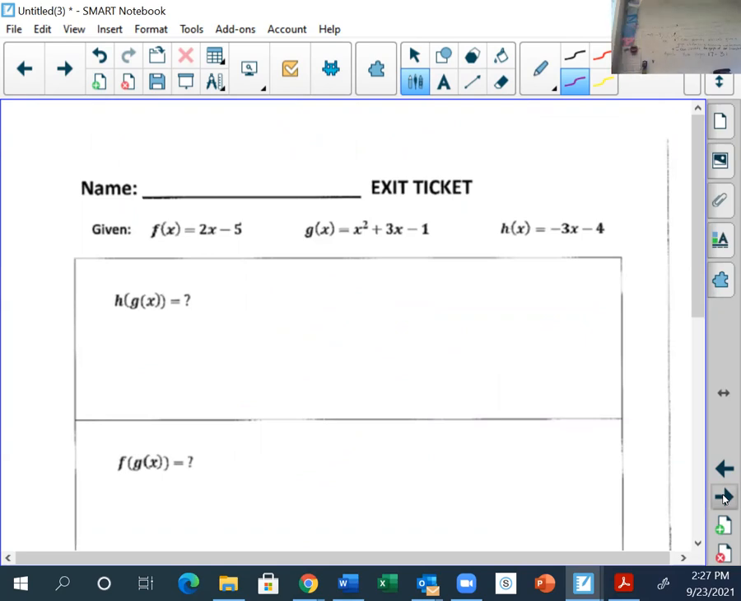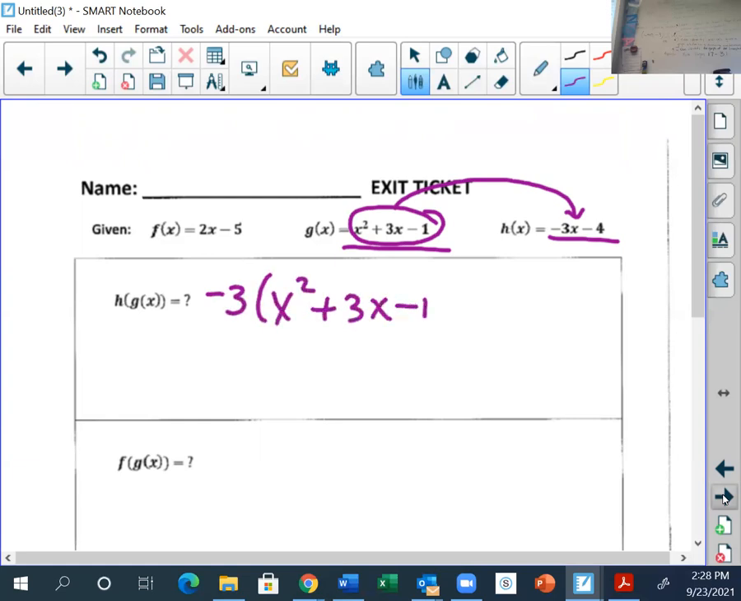I guess let me try to help you out with the first one, h of g of x. H of x is here, right? G of x is here. Everywhere I see x, I'm going to replace it by this. So h of g of x, this goes inside this x. So when I write it, it will become 3 parentheses x squared plus 3x minus 1 minus 4. Distribute this first and then combine it with the minus 4.